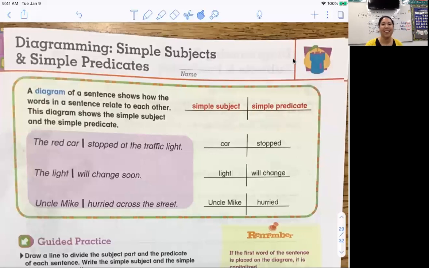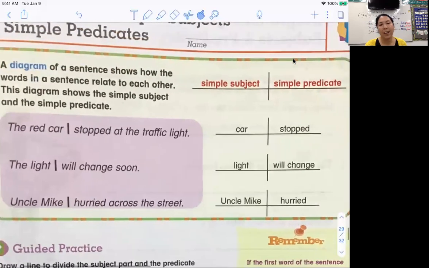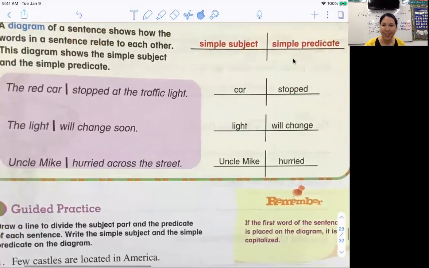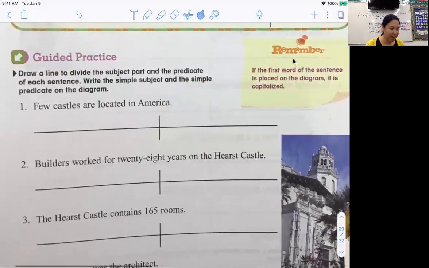This is so fun. Okay, so you can see the ones that they have on the paper here aren't the ones I have on the board. The red car stopped. The light will change soon. Well, that one was the same. And then Uncle Mike hurried across the street. I try to make it more fun by putting our third grade friends' names in it. Okay, so let's go down here.